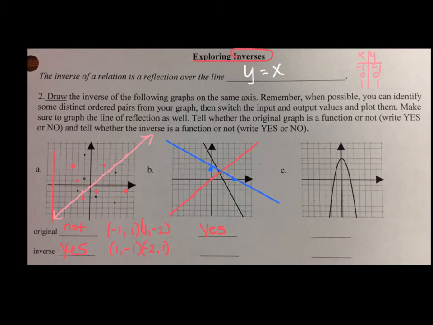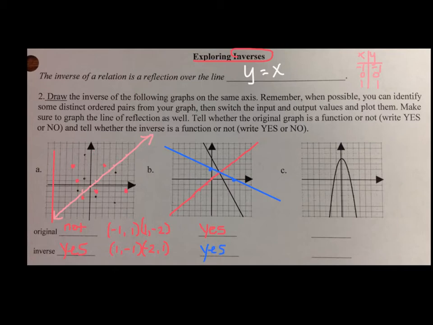And that would be my inverse. So now let's look. If I were to fold my paper along that red line, would this end up over here, and would this end up over here? Yes, you can see their inverses. Now, is the blue line an inverse? Yes, it is.